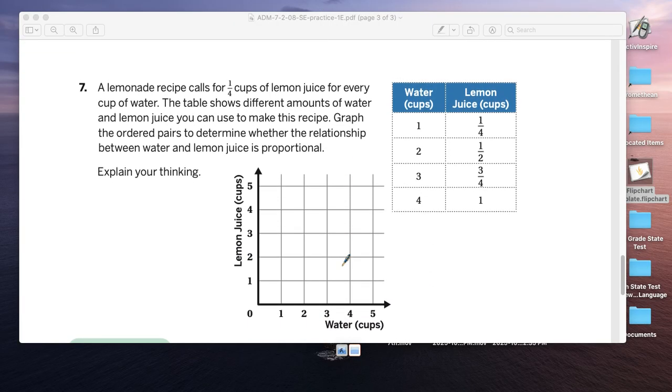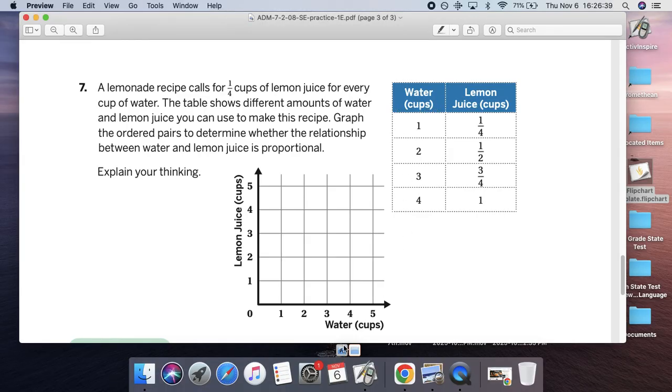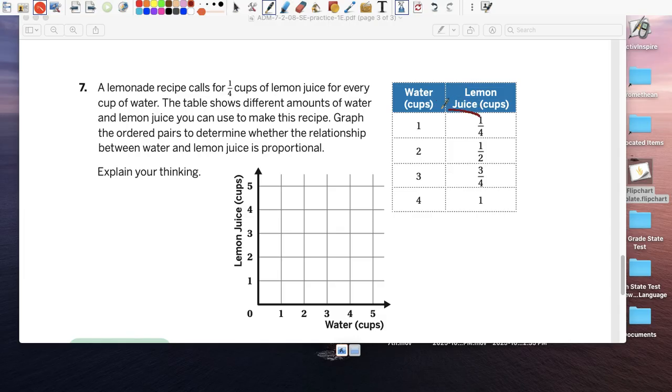Number 4, okay. A lemonade recipe calls for 1 cup of water for every 1/4 cup of lemon juice. Here's my unit rate right here, in terms of 1 cup of water. So if you know your unit rate, it makes life super easy, because automatically I know the constant of proportionality is 1/4: times 1/4, times 1/4, times 1/4. Okay, do I need this right now? Let's see if I even need it.